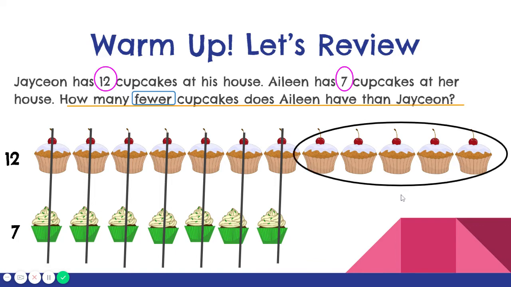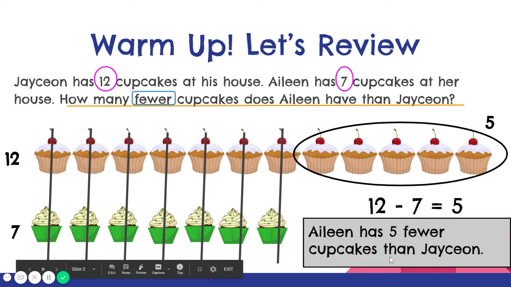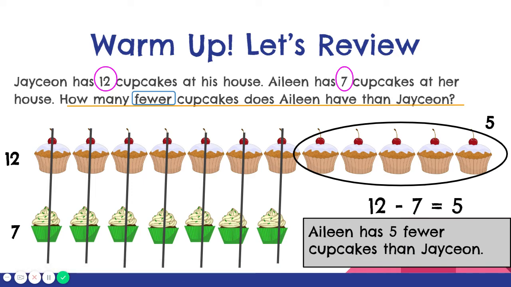Now we're going to circle the remaining cupcakes. There are 1, 2, 3, 4, 5 cupcakes left. We just solved that 12 minus 7 equals 5. Therefore, we found that Aileen has 5 fewer cupcakes than Jaceon. Awesome job, boys and girls. If you got lost or stuck or just want to try again, feel free to back up this video and go through this portion again.